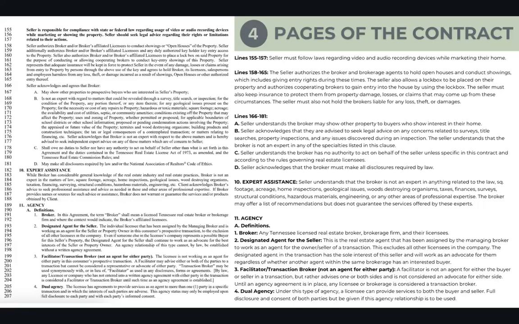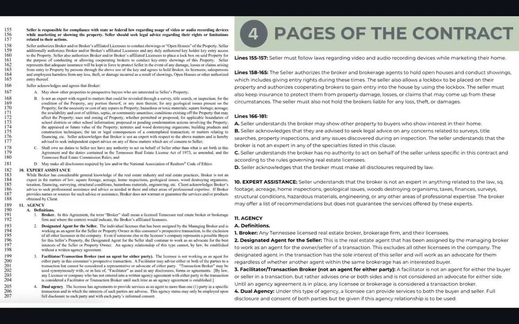Number 3, facilitator or transaction broker. So a facilitator is not an agent for either the buyer or the seller in a transaction, but rather advises one or both sides and is not considered an advocate for either side. Until an agency agreement is in place, any licensee or brokerage is considered a transaction broker.